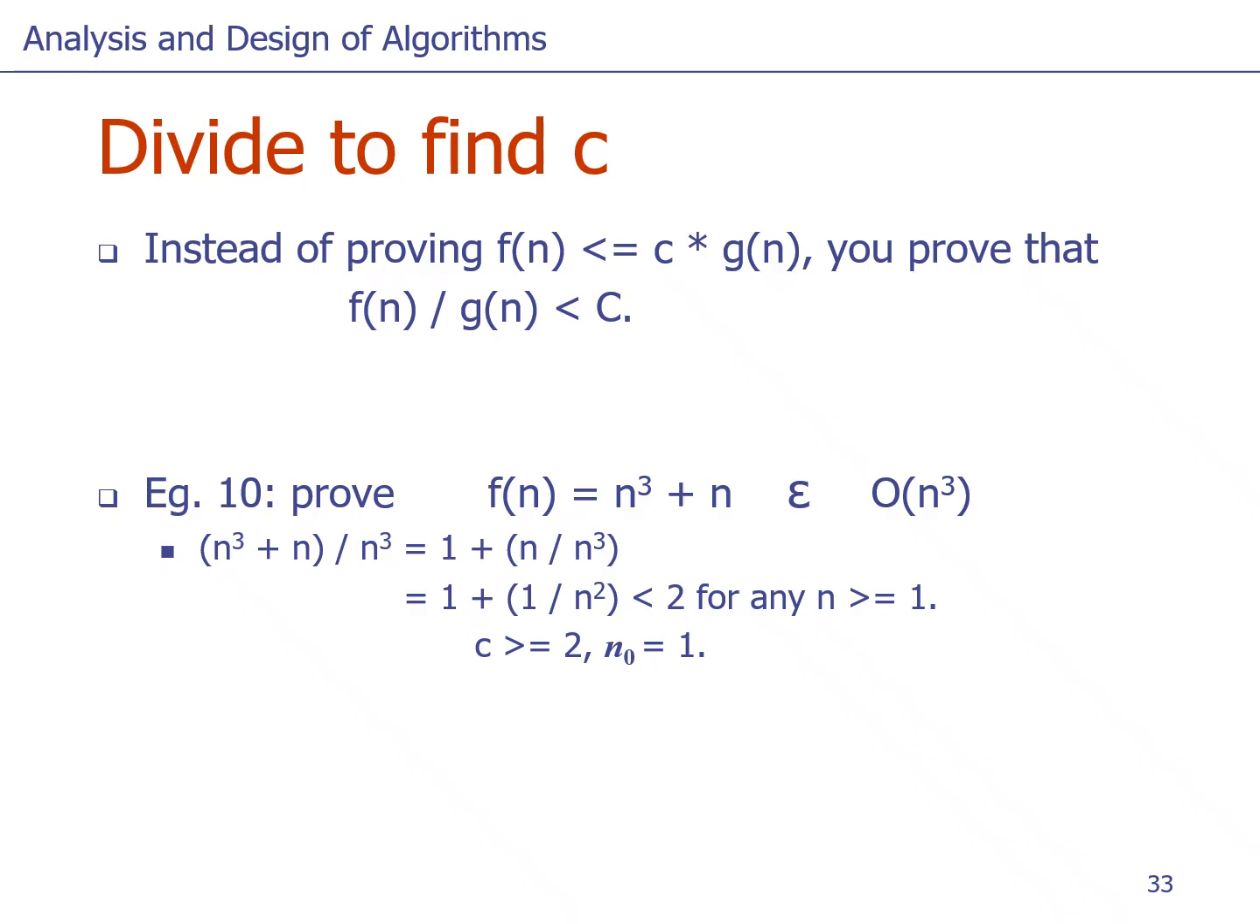Well, I'm going to take n cubed plus n and divide it by n cubed and solve. So this will give me 1 plus n divided by n cubed, which is 1 plus 1 divided by n squared. And now I need to figure out what this will result in. Any constant value greater than or equal to 2 will do the job, as it's written down there, and consequently n naught is going to be equal to 1.